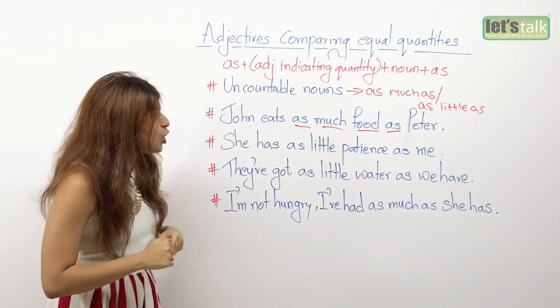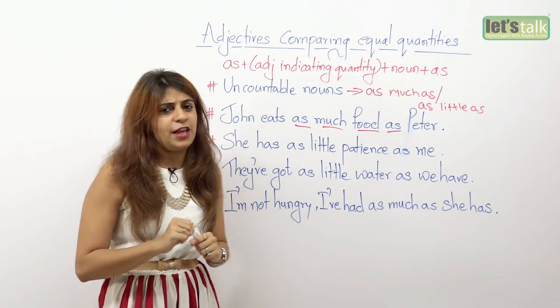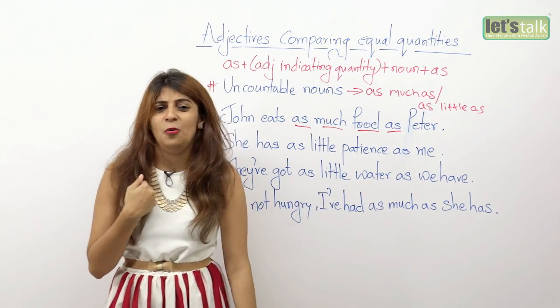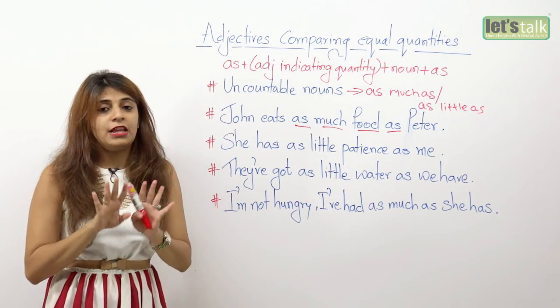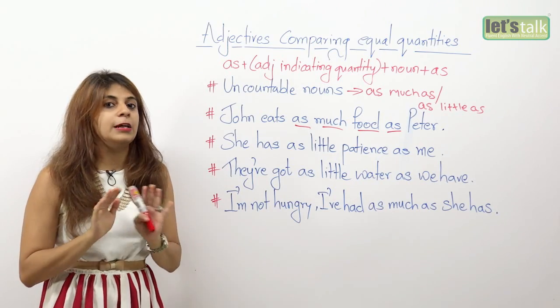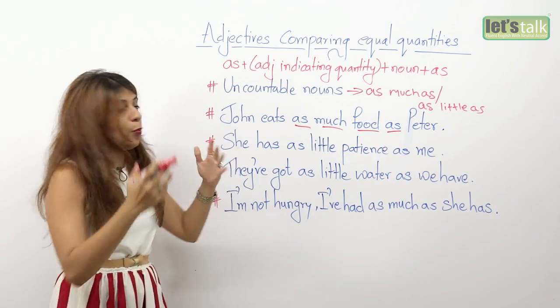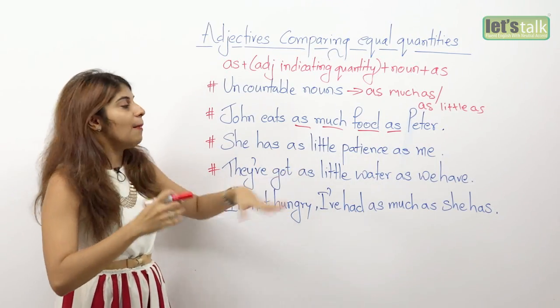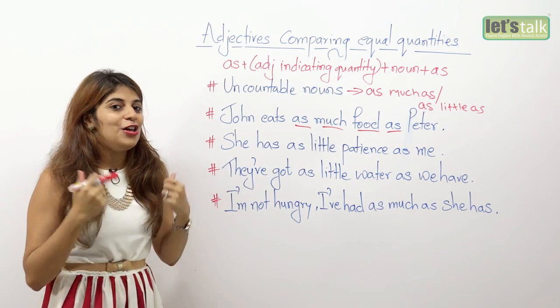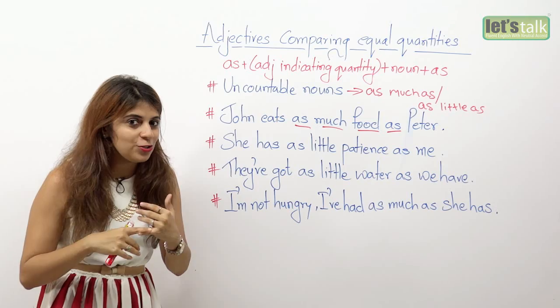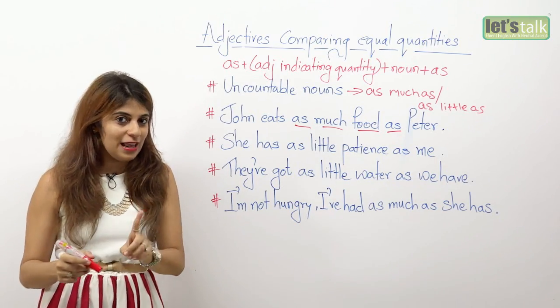Next one. She has as little patience as me. Oh, yes. I do not have any patience. I lose out completely. So here I am comparing, with her, of course, the amount of patience that we have. So patience, you can't really count patience. So patience is an uncountable noun.